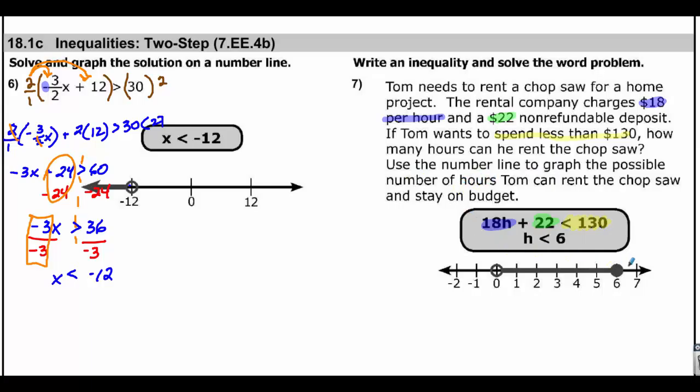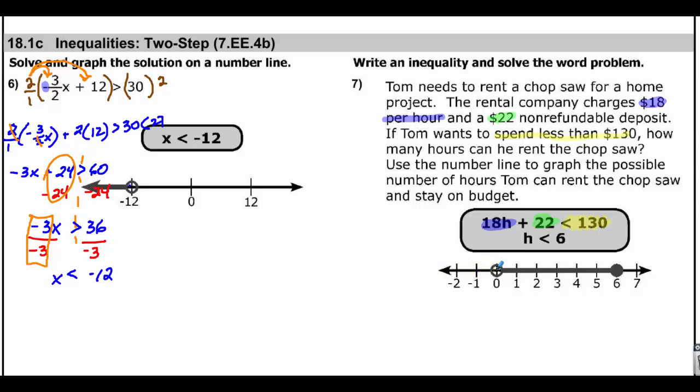And notice here on our number line, we end up with h is less than 6. We don't have to worry about the sign changing direction, nothing negative. You solve it out, you get h is less than 6. Notice when we graph it, we graph from 6 to 0. We don't include 0. We don't graph negative numbers on a problem like this. You can't rent for negative hours. That doesn't make any sense.